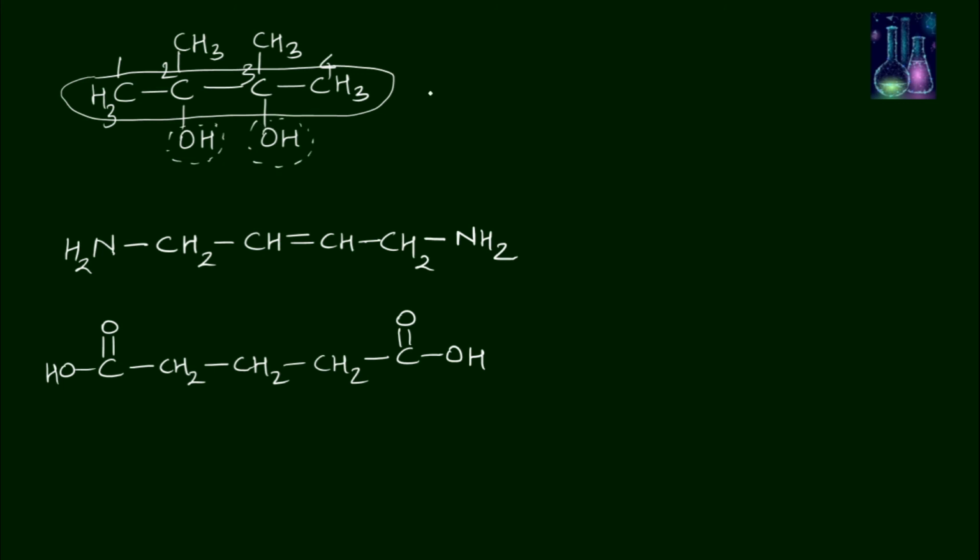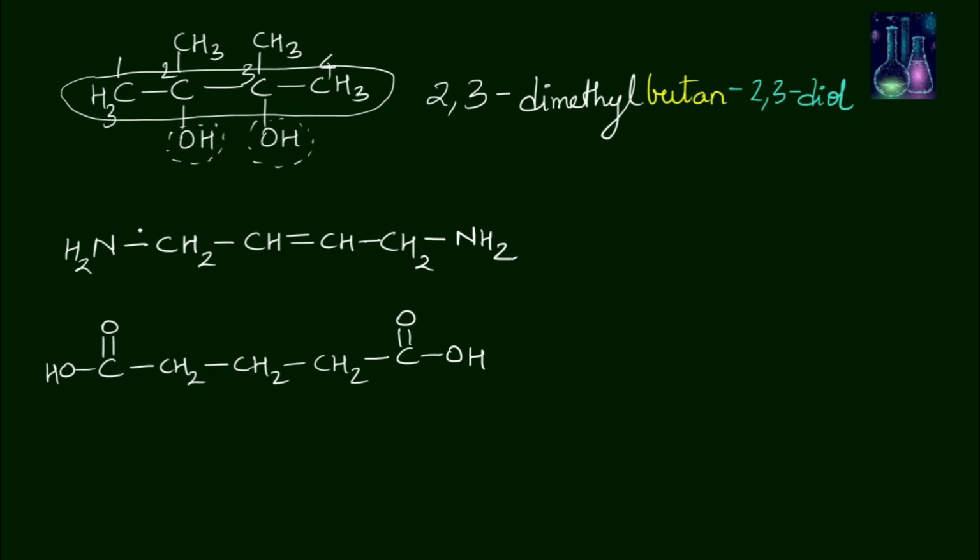Therefore, the name of the molecule is 2,3-dimethyl. The carbon chain has 4 carbons with carbon-carbon single bonds, therefore it's butane. But you have 2 functional groups, therefore hyphen 2,3 hyphen diol. So that's the name of the molecule.